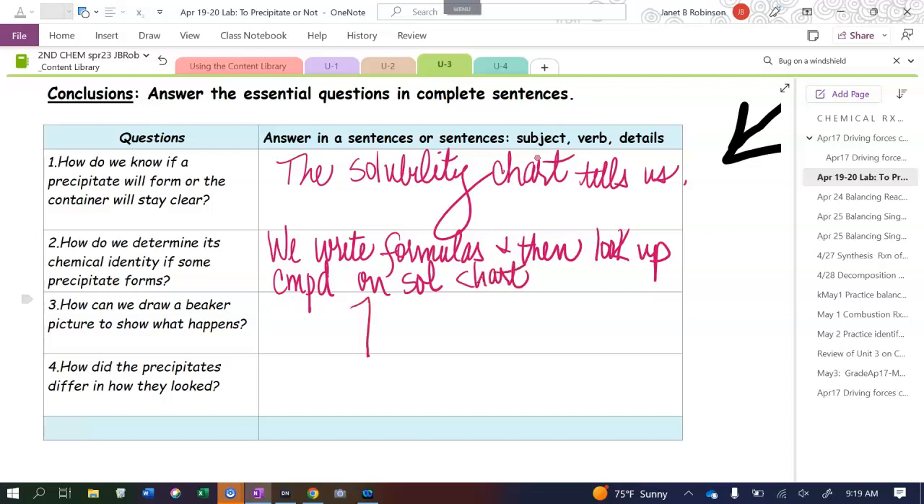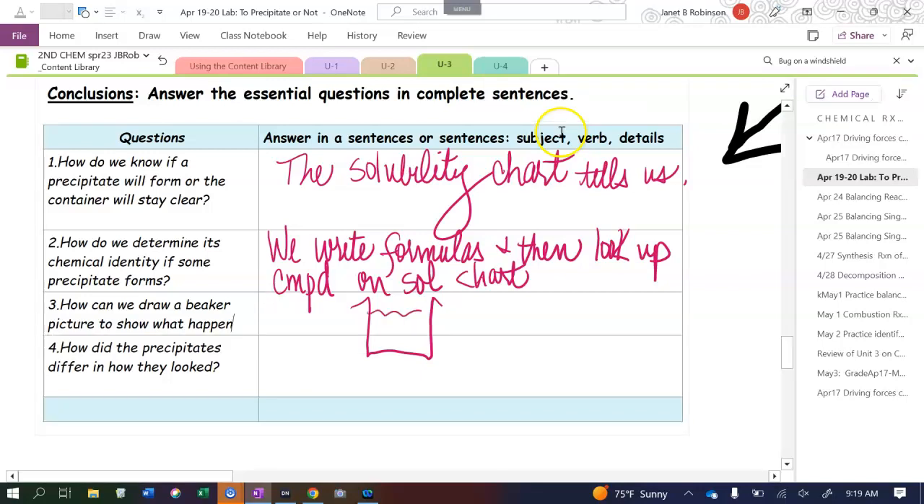How do you draw a beaker picture to show what happened? Well, what we ended up doing, oh, I know what's going on here. I'll have to change my ways. All right, how can we show? We just showed that ionic compounds, let me just go back a little, that an ionic compound dissociates into ions. So if we have salt, we know it will form a positive ion and a negative ion because ionic compounds are made of ions, and that's what we're studying.